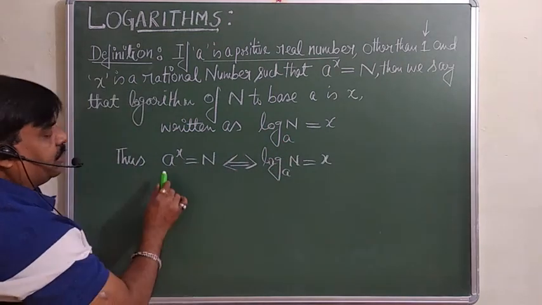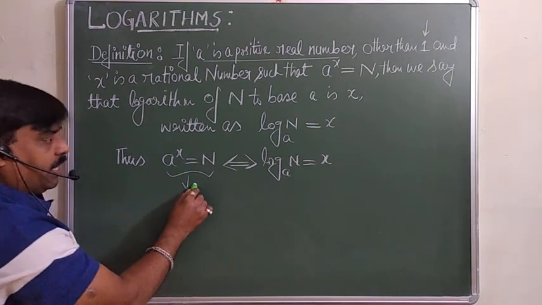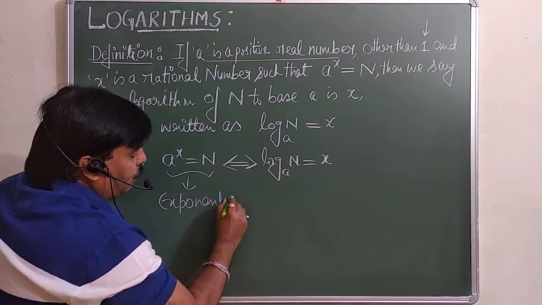How are we going to write this? This is a raised to power x is equal to N. This is your exponential form.